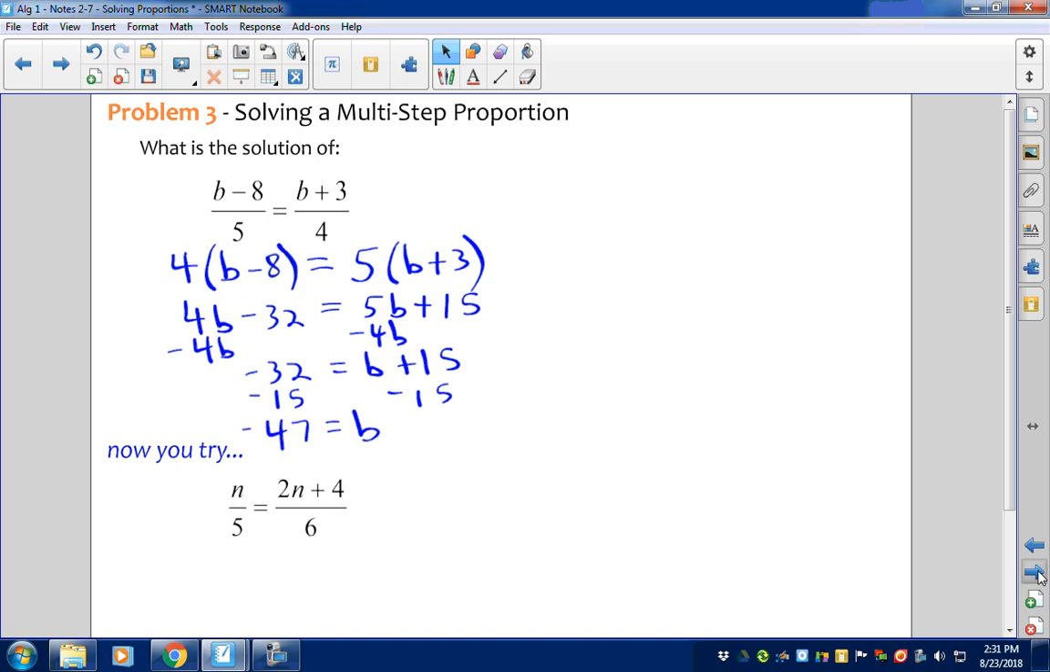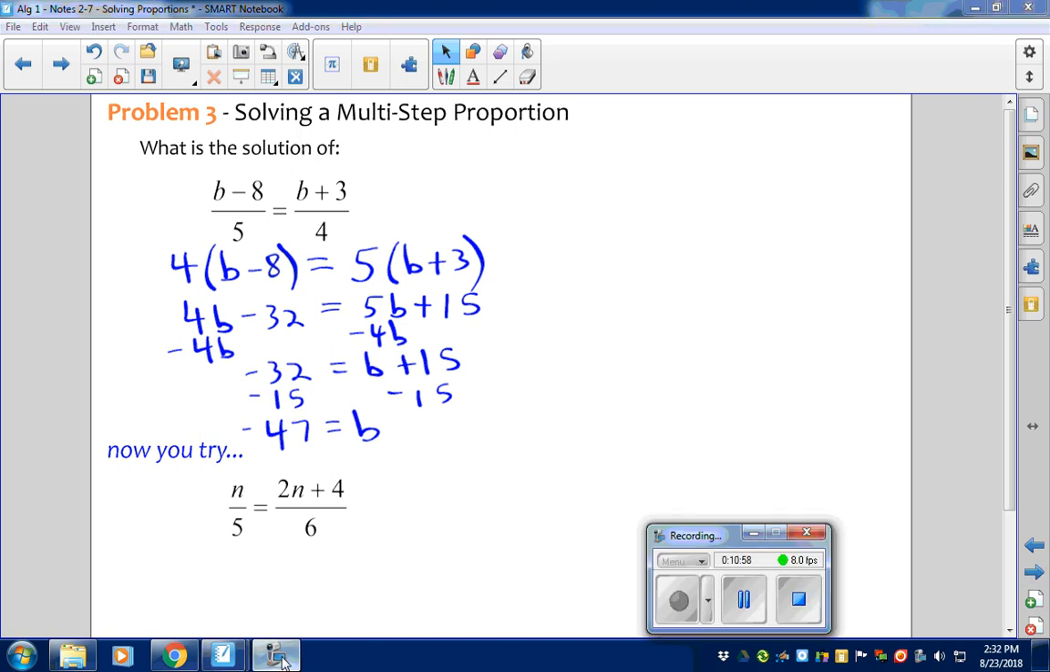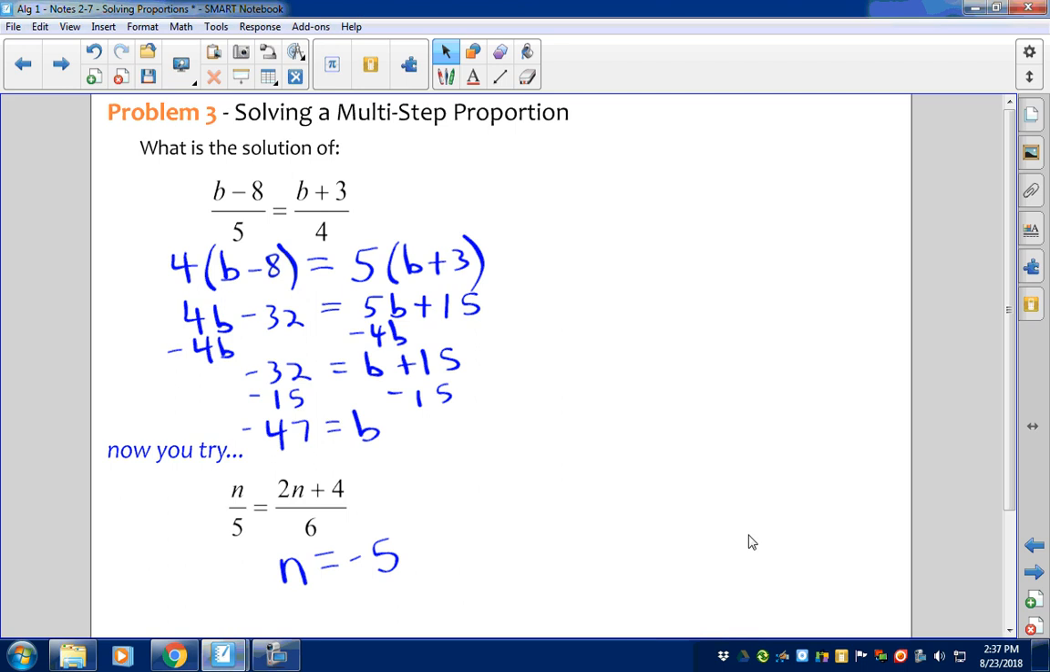So please try the next one on your own here, and then we'll check answers. So you should have gotten n equals negative 5. Make sure you've got that. And I think we got one more example.